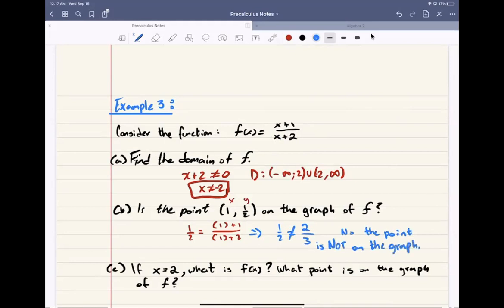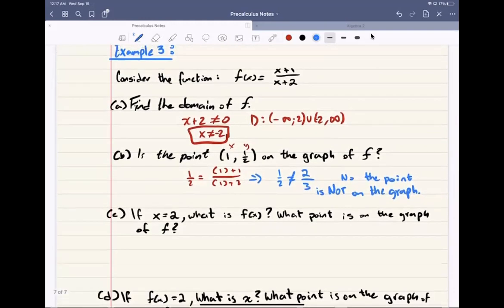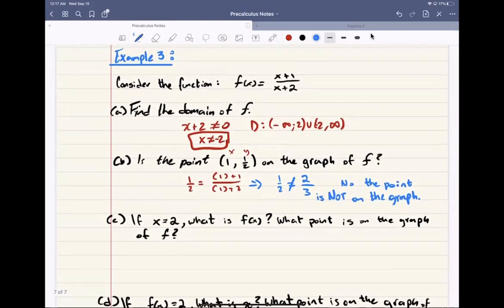Okay, so that's not included as part of our answer. Okay. The next question: if x equals 2, what is f of x? What point is on the graph of f?